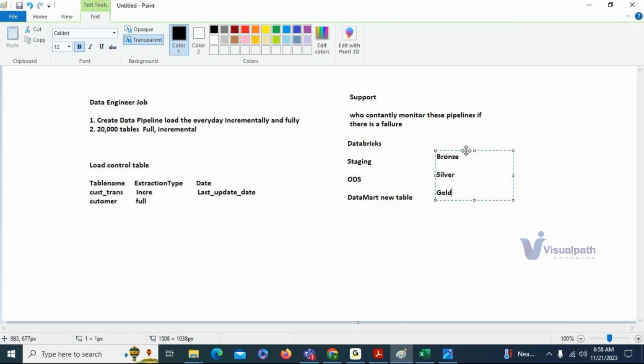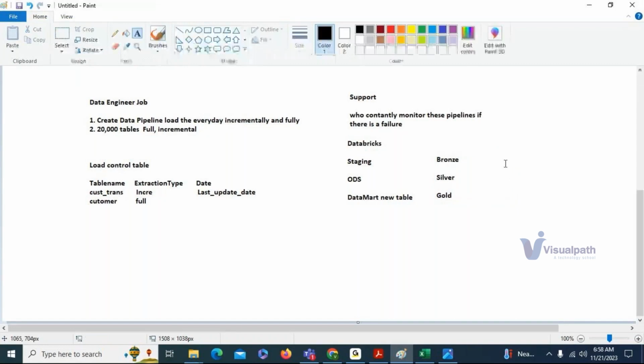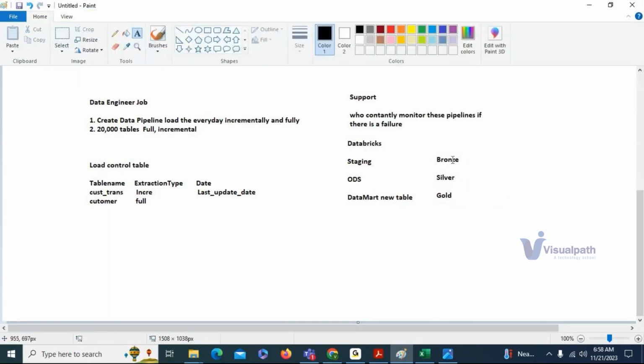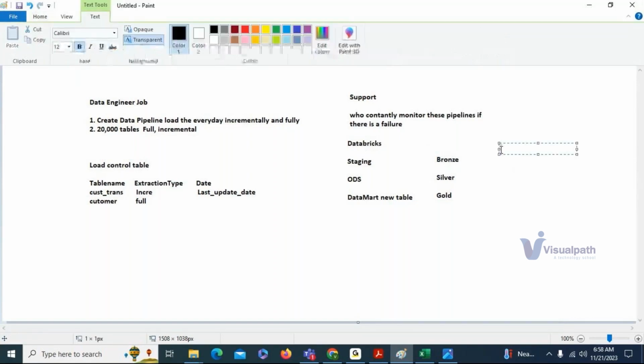Whenever these Databricks guys wanted to give a provision saying you can achieve bronze, silver, and gold in the lake house by using our infrastructure or SaaS product, that's why they have given this bronze, silver, and gold. People started using this terminology instead of staging, ODS, and data mart. Bronze, silver, and gold are aliases of this. That's it.